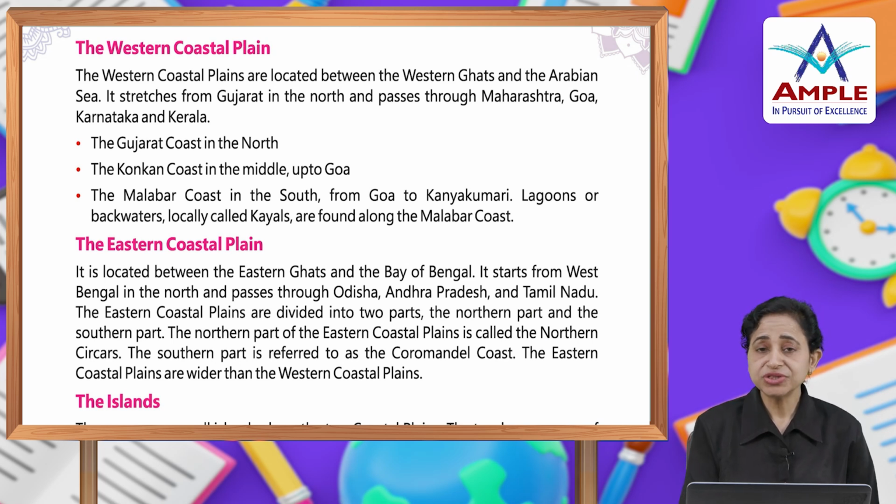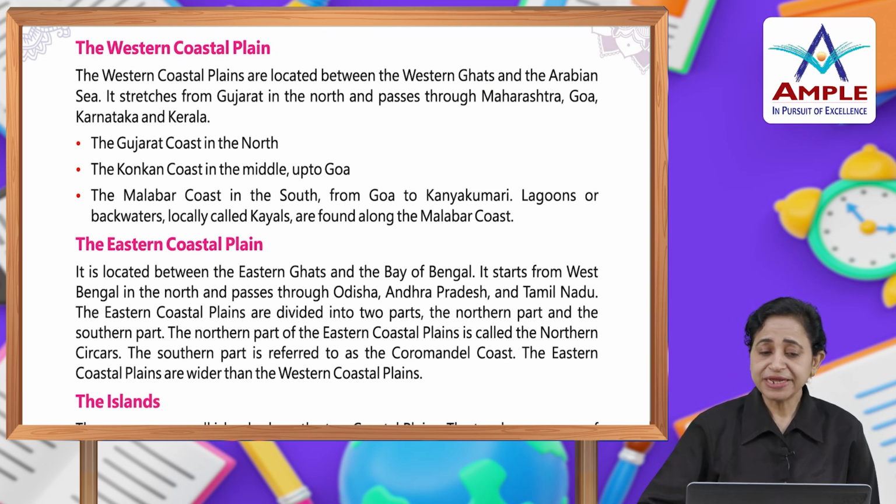The Gujarat coast in the north, the Konkan coast in the middle up to Goa, the Malabar coast in the south from Goa to Kanyakumari. Lagoons or backwaters, locally called kayals, are found along the Malabar coast.